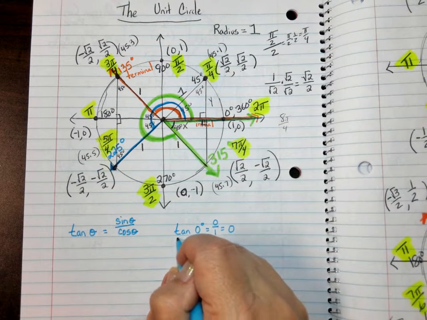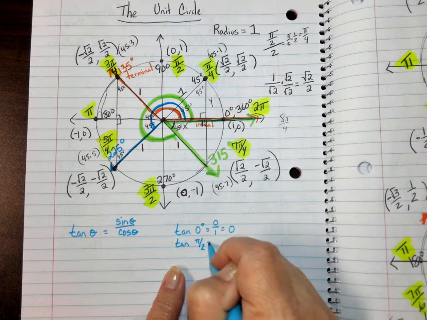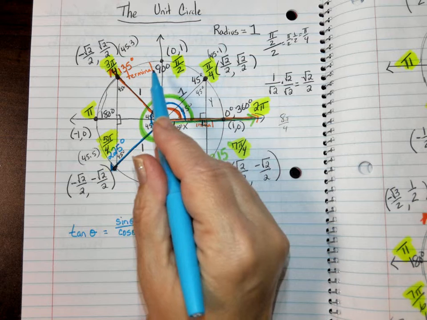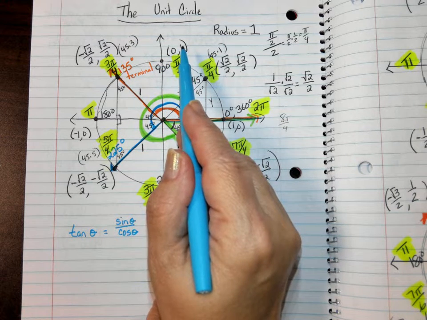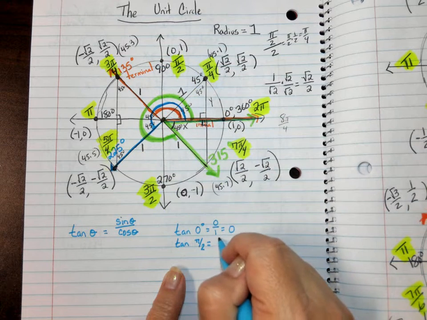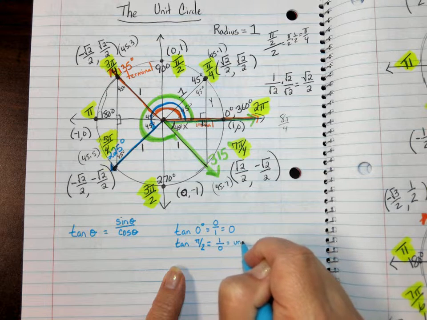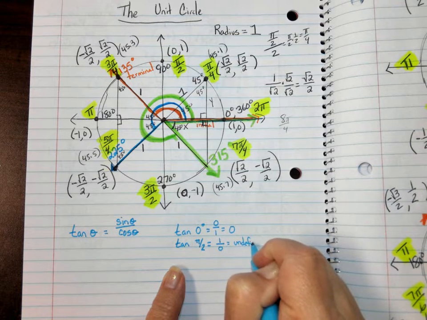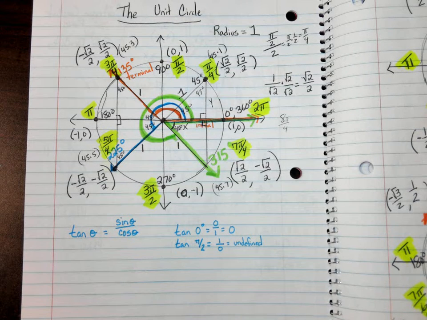Alright, let's go up to the tangent of pi over 2. Tangent of pi over 2, that's 90 degrees. Sine, cosine. Sine is 1, cosine is 0. So at that point, tangent is undefined. Remember, we cannot divide by 0. Division by 0 is undefined.